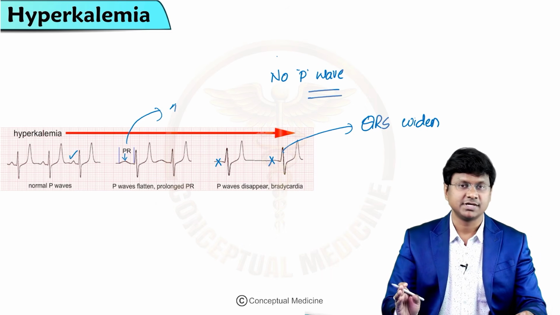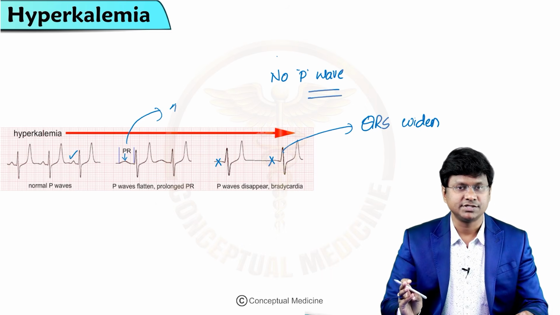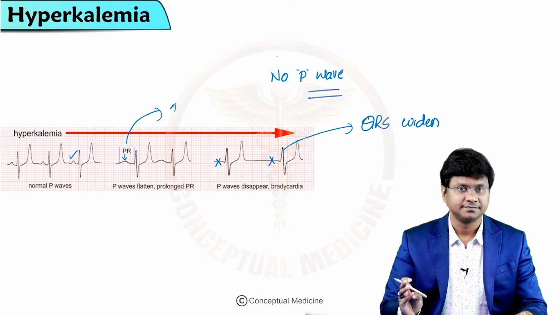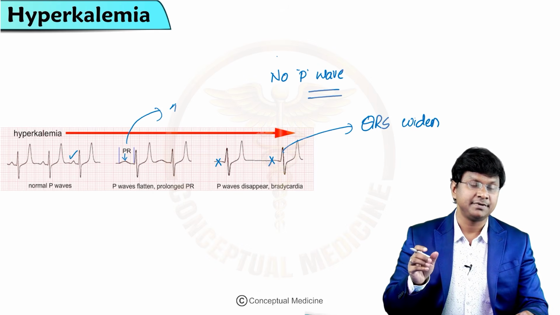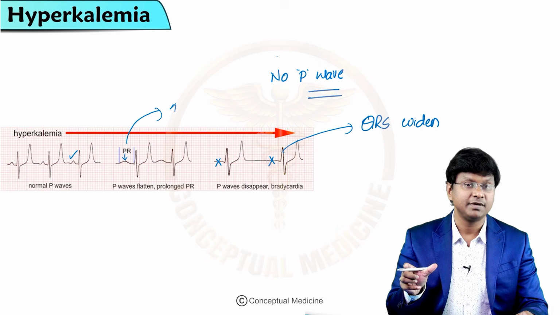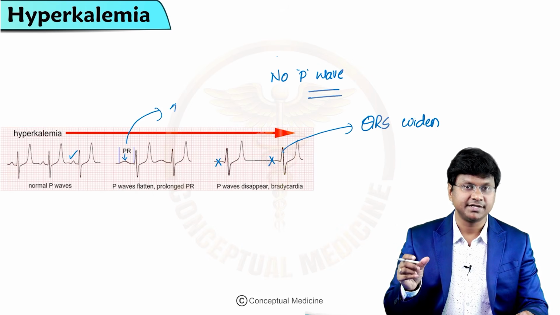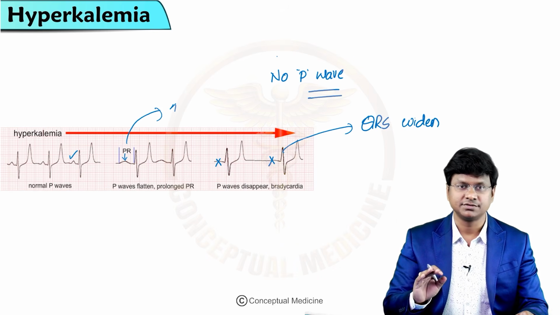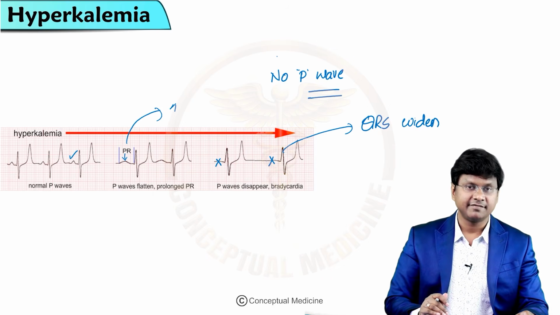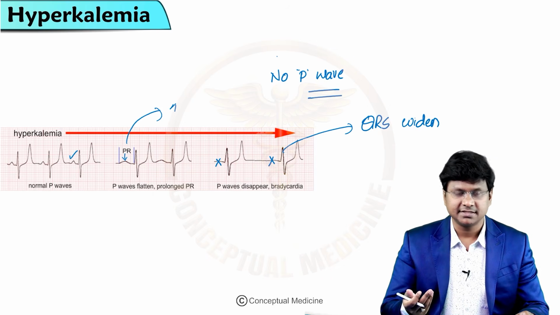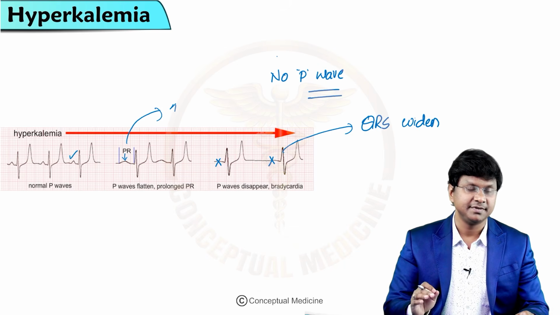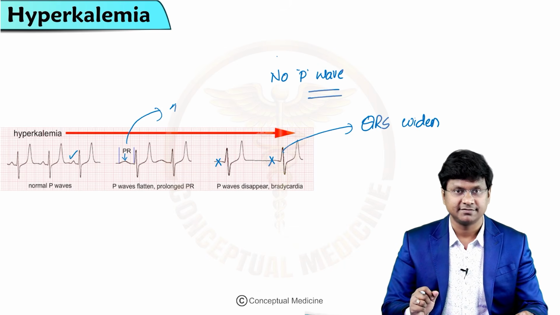These will be the ECG changes. I'll repeat once again. The earliest ECG change will be the tall tented T wave. Then the P wave amplitude decreases and the PR interval lengthens, and at one point the P wave eventually disappears and the QRS complex will widen, and the final event is ventricular fibrillation or asystole. The other method by which you can diagnose hyperkalemia is estimation of the serum potassium levels.